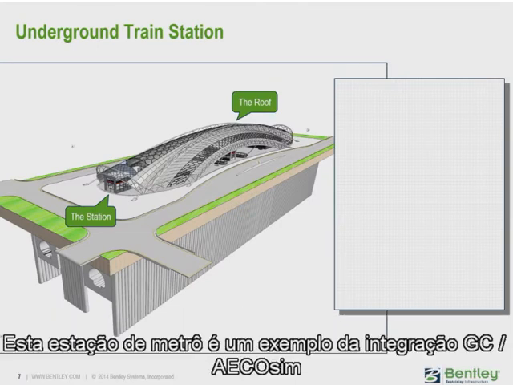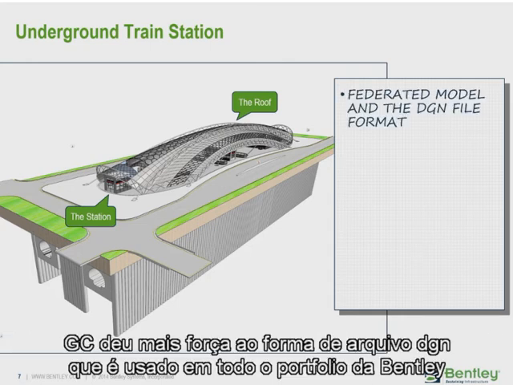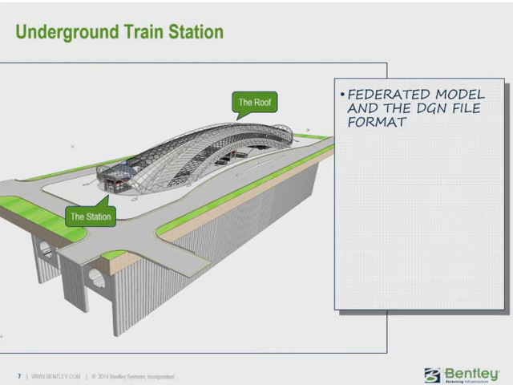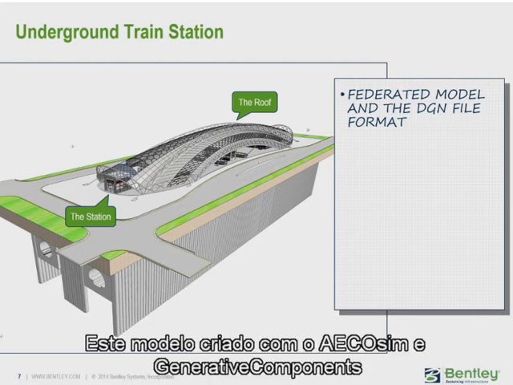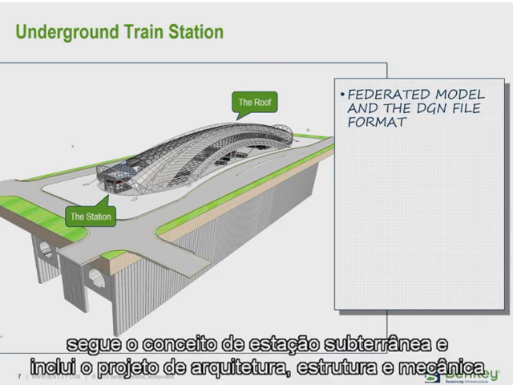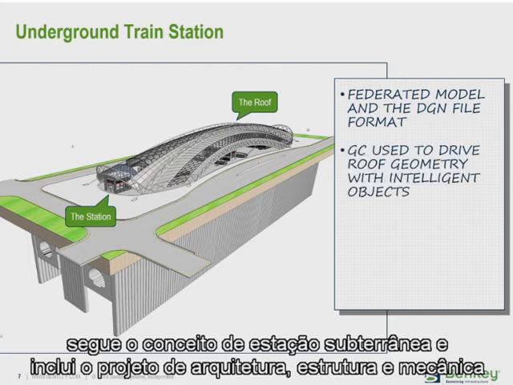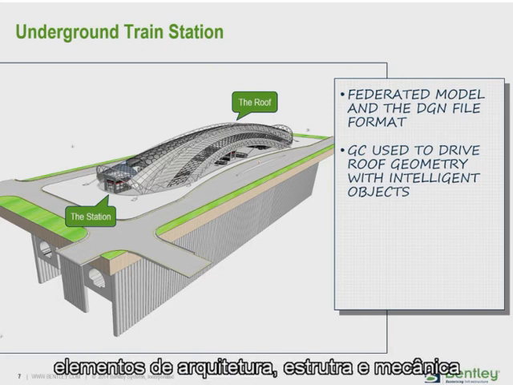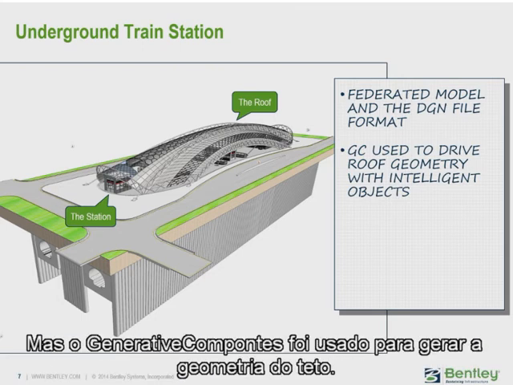This underground train station is an example of integrating GC and ABD. GC leverages the DGN file format, which is common across the Bentley portfolio, and the interoperability that the Bentley platform provides to collaborate with other users on a team. This model, created in Ecosim Building Designer and GenerativeComponents, takes the concept of an underground train station and includes architectural, structural, and mechanical design. Ecosim Building Designer was used to model the train station, architecture, structure, and mechanical elements, but GenerativeComponents was used to drive the roof geometry.